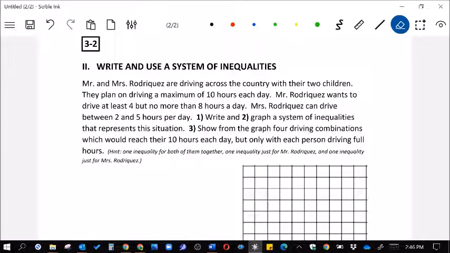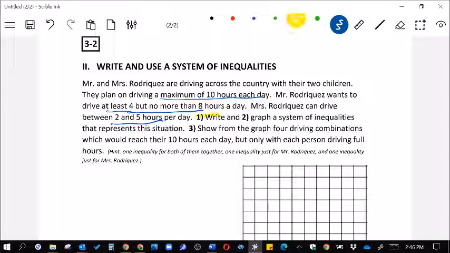Let's look here at writing and using a system of inequalities from a word problem or an application problem. Mr. and Mrs. Rodriguez are driving across country with their 2 children. They're going to drive a maximum of 10 hours per day. Mr. Rodriguez wants to drive at least 4, but no more than 8. Mrs. Rodriguez, between 2 and 5. We are going to write and then graph a system of inequalities, and then show 4 driving combinations that reach their 10 hours.